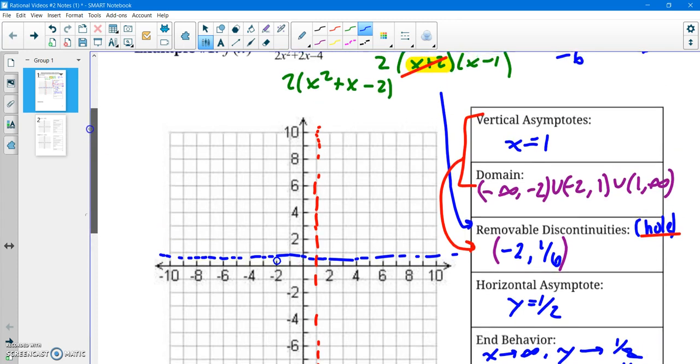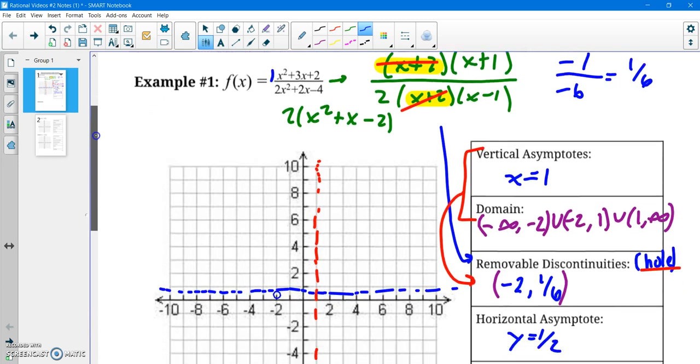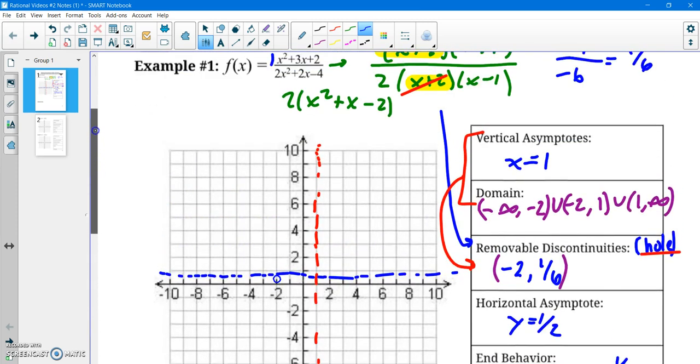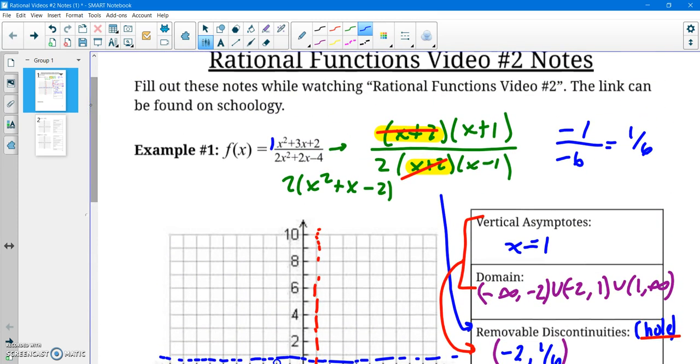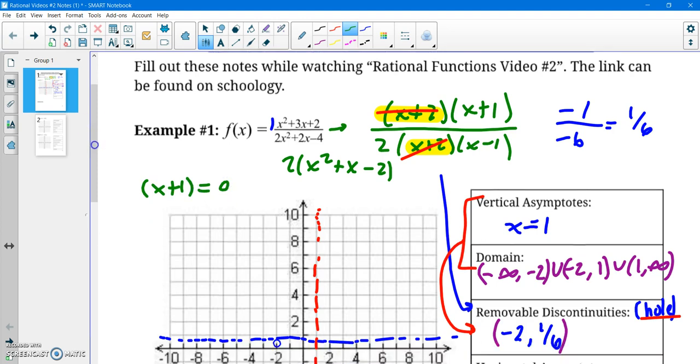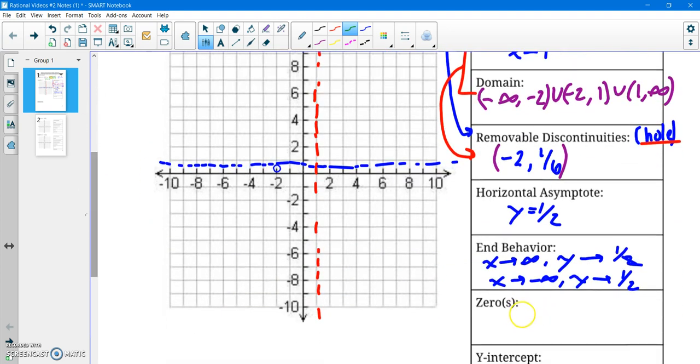Okay? Now the x-intercepts. I'm going to plug in 0 for y. If I plug in 0 for y, remember I'm only looking at the numerator. So I'm looking, hey, when does x plus 1 equal 0? Well, that happens at -1. So (-1, 0) is my only x-intercept.